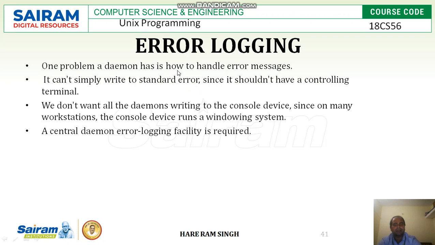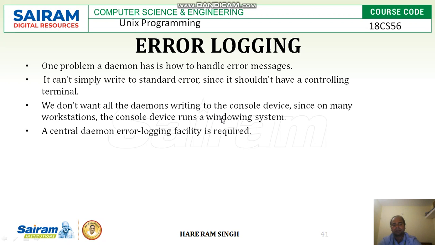So one problem a daemon has is how to handle error messages, because if any error occurs, it cannot be displayed anywhere. So how do we handle the error in the daemon process if at all it occurs? It can't simply write to standard error, since it should not have a controlling terminal, because it doesn't have any controlling terminal. We don't want all the daemons writing to the console device, since on many workstations the console device runs on.